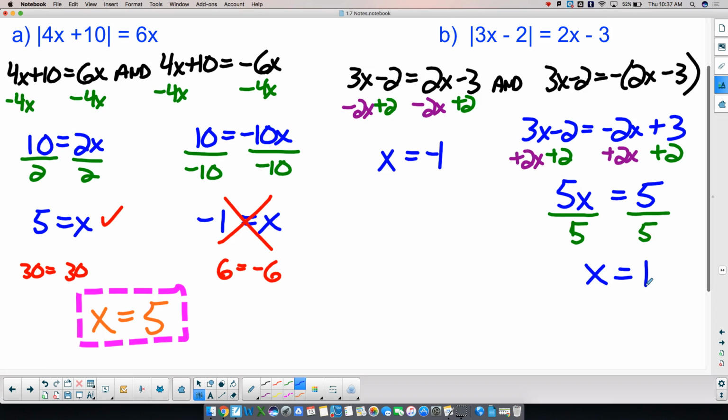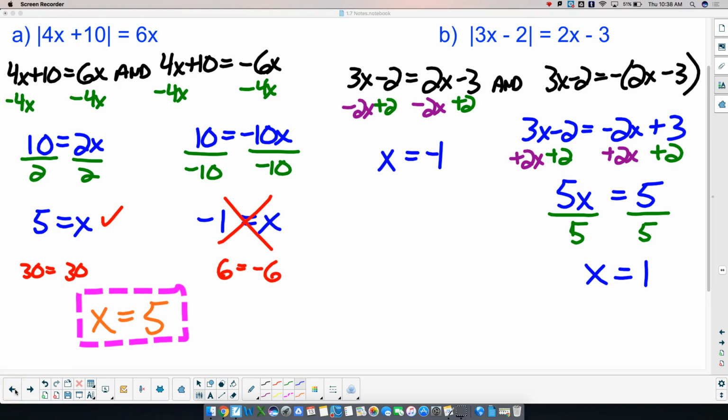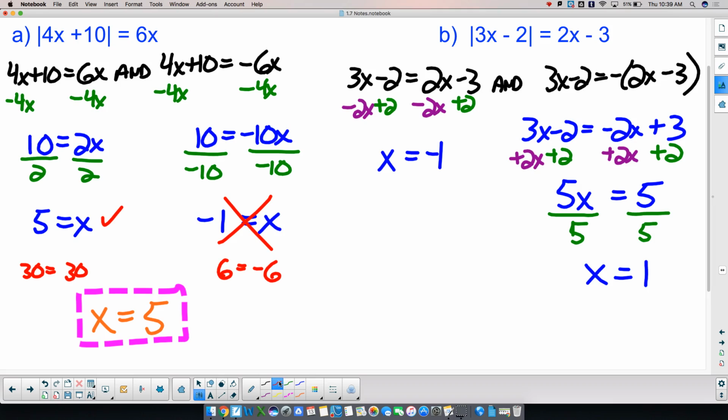Do they work in the final solution? I'll give you 35 seconds to check them. Negative 1 work? Yes? 3 times negative 1 is? Negative 3 minus 2 is? Negative 5. The absolute value of negative 5 is? 5. 2 times negative 1 is? Negative 2 minus 3 is. 5 equal to negative 5? Didn't think so.